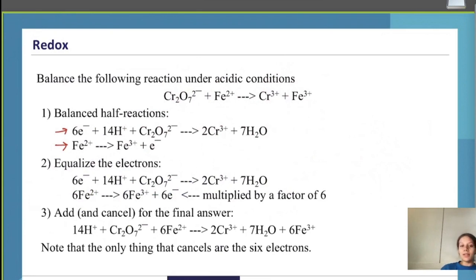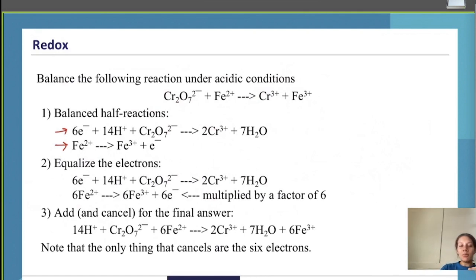Okay, so once we've balanced the half reactions, we need to combine them back again. That was honestly the bulk of the work for acidic condition balancing. Then we equalize electrons. That means we have to multiply one of these half reactions by some coefficient, so that we can cancel out the electrons and get a complete equation.